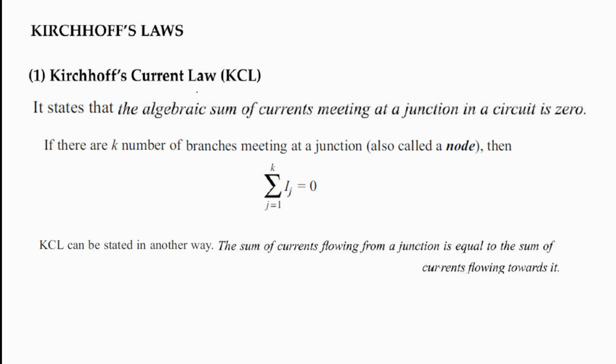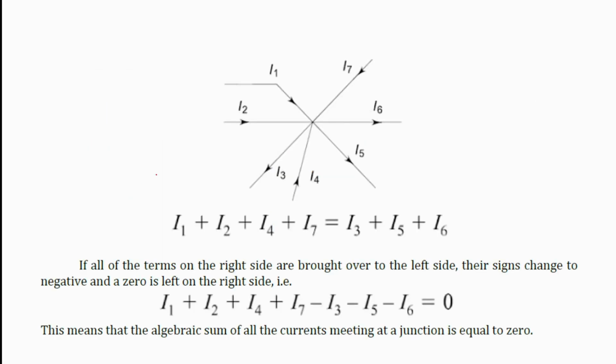Coming to Kirchhoff's current law, it states that the algebraic sum of the currents meeting at a junction in a circuit is 0. If I have k number of branches meeting at a junction, or a node, then this is the representation. Now, KCL can be stated in a different way: the sum of currents flowing from a junction is equal to the sum of currents flowing towards it. So this is the representation.